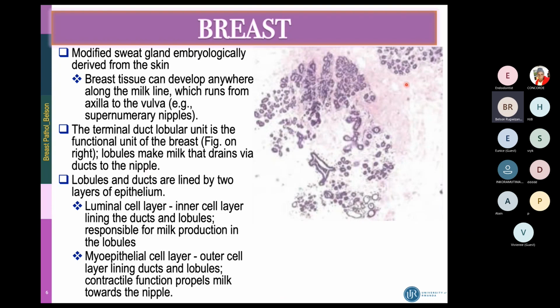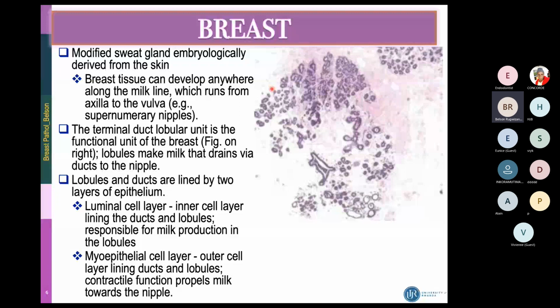So this is the histology of the breast, and we can see the ducts here and the smaller ducts here and lobules. As I said, the breast is modified sweat glands that are parts of the skin, derived from the skin. So the breast tissue can develop anywhere along the milk line, which runs from axilla up to the vulva. That's why you will see some people who have supernumerary nipples, looking like a breast at any area. Usually what we saw personally, they are just nipples toward the axilla, but not toward the abdomen.